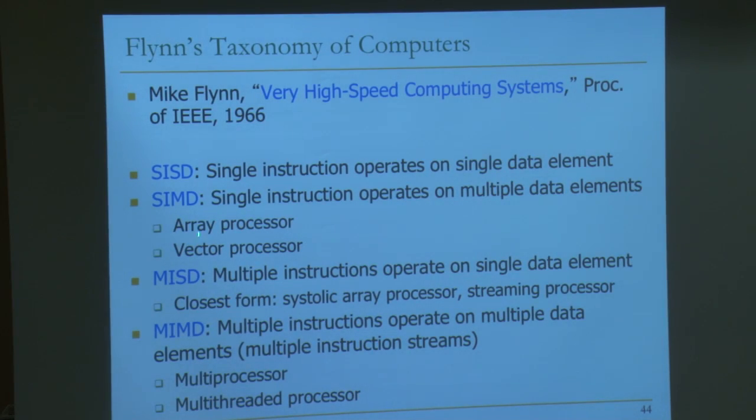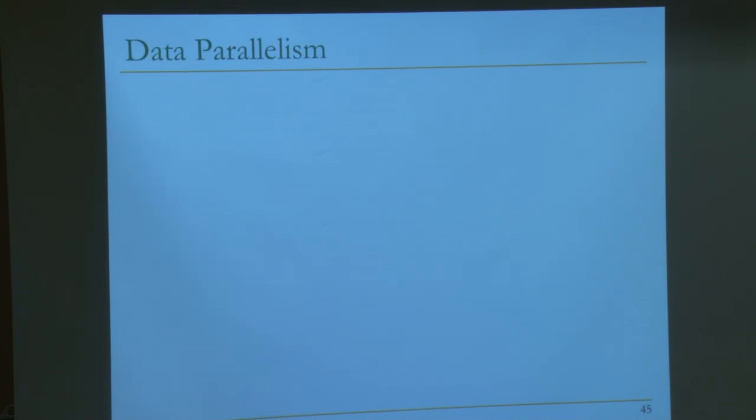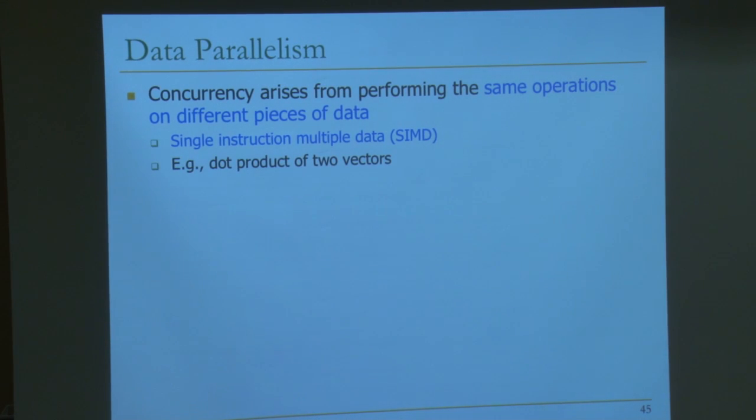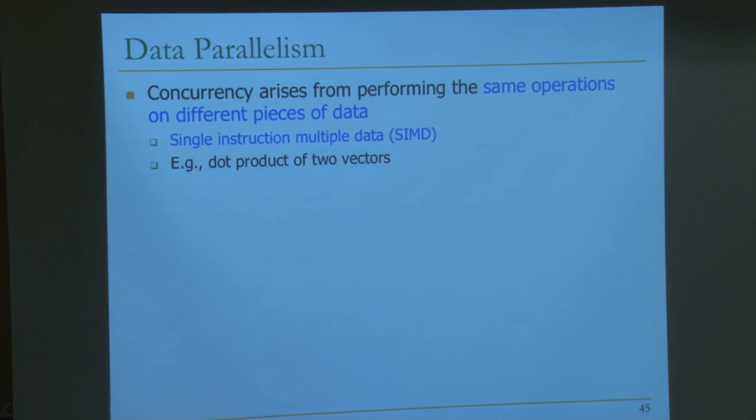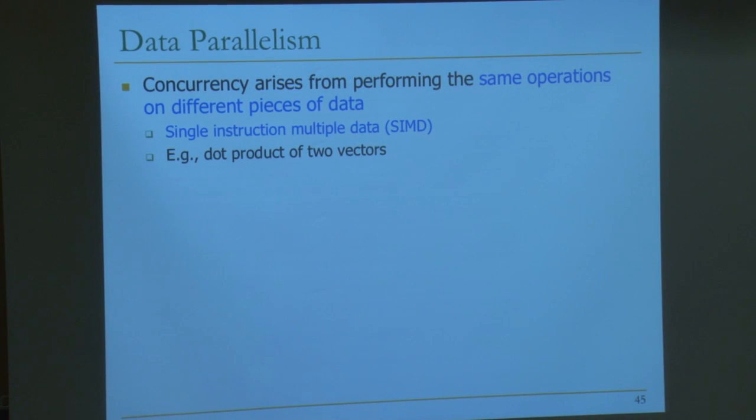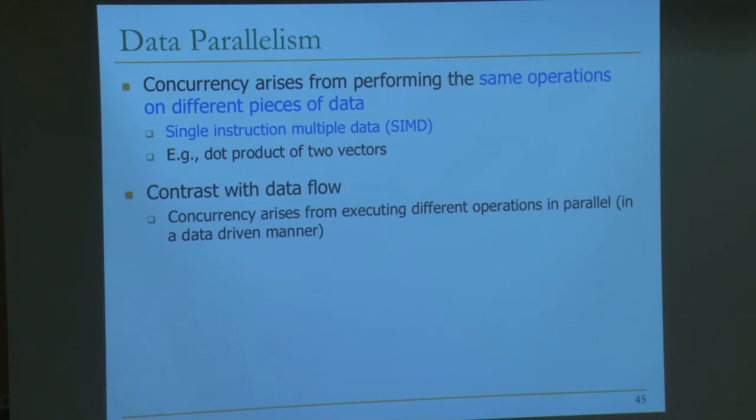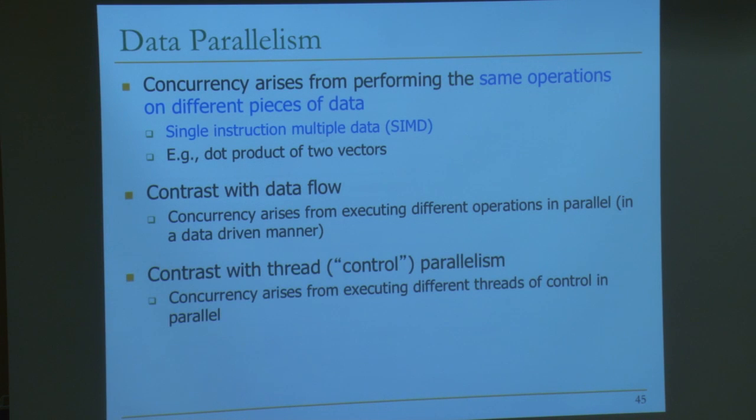So what enables SIMD is really data parallelism, where concurrency arises from performing the same operation on different pieces of data. For example, if you take a dot product of two vectors, you're basically doing the same operation on every single element, right? Contrast this with Dataflow. Here, concurrency arises from executing different operations in parallel, in a data-driven way. And contrast this with thread parallelism.